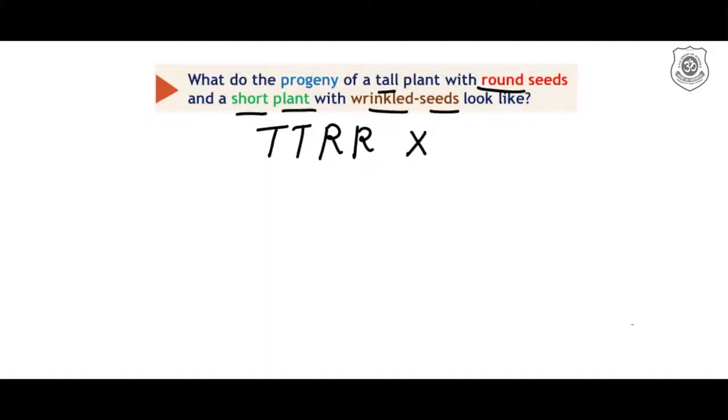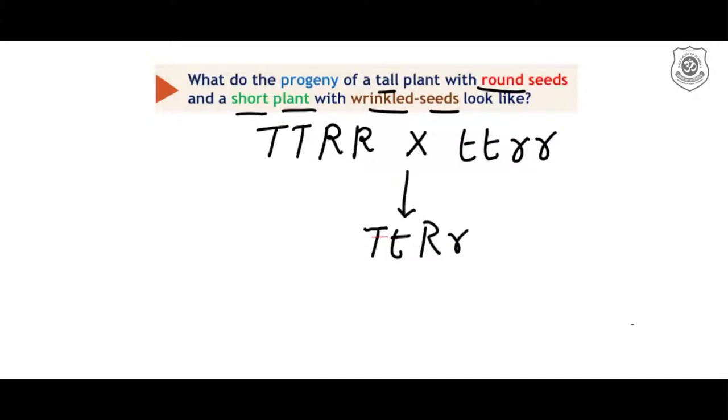The short is recessive. Shall we put S over here? No, we should put the recessive form. So small t. So here wrinkled, recessive shape of a seed, small r. What will be the product out of this, children? Because we are cross hybridizing it, isn't it? So the product will be capital R, small t, capital T, small t, capital R, small r.